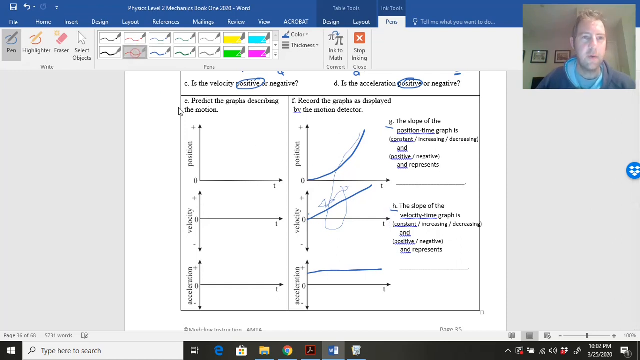Okay, so you've had a go at answering those. The slope of my position time graph, it gets steeper. I mean, it's not very steep here, but it gets really steep up here. So the slope's increasing, and it's definitely a positive slope, and this represents the velocity. The slope of my velocity time graph, it's the same slope all the way up. It's a constant slope, it's positive, and it represents the acceleration.